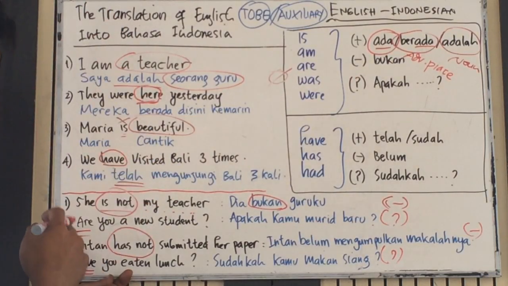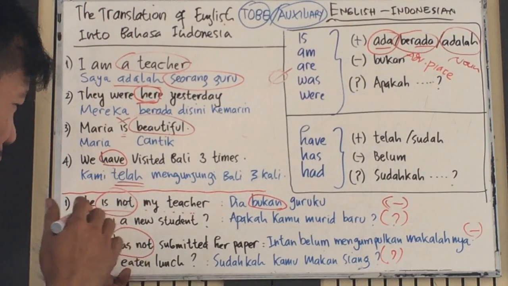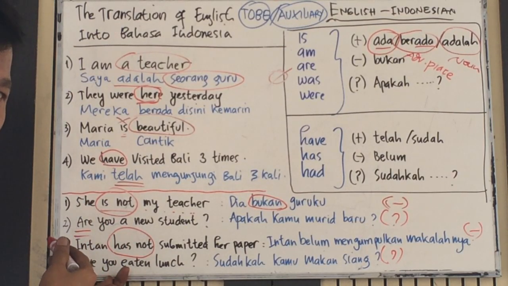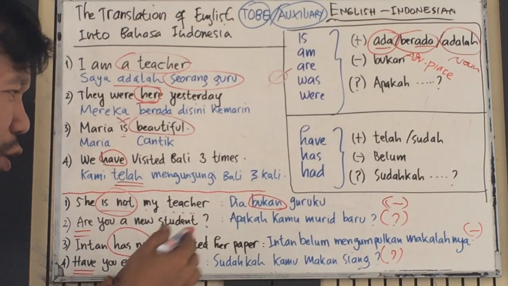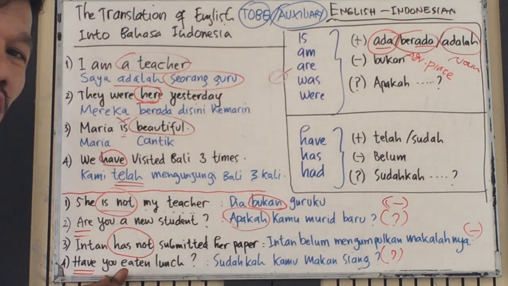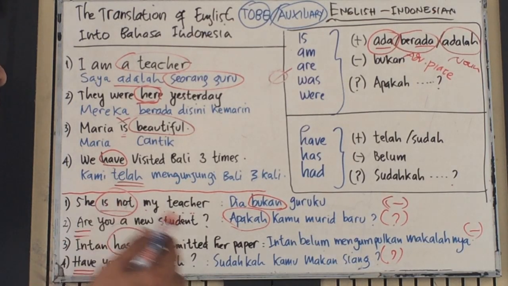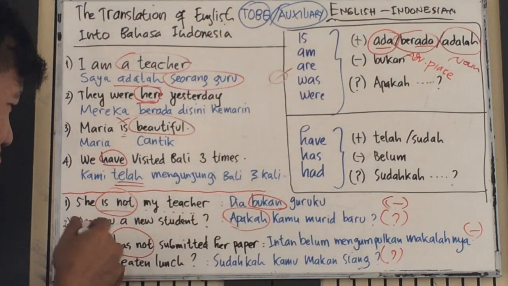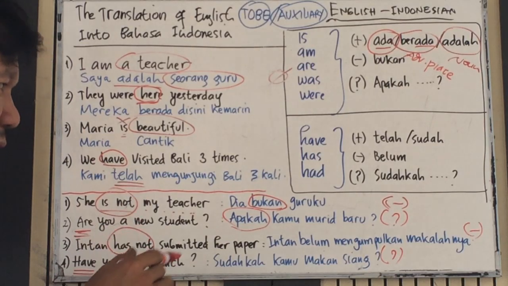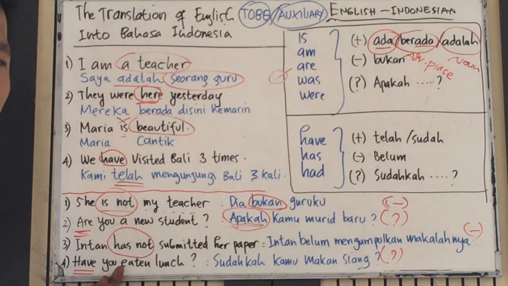Are you a new student? If we see the to be in front of the sentence in English, it means a question. So we translate only into apakah. Is she your friend? Apakah dia temanmu? Are they your classmates? Apakah mereka teman sekelasmu? So all the to be, if they are put in front of the sentence, means they are questions, so we translate into apakah.